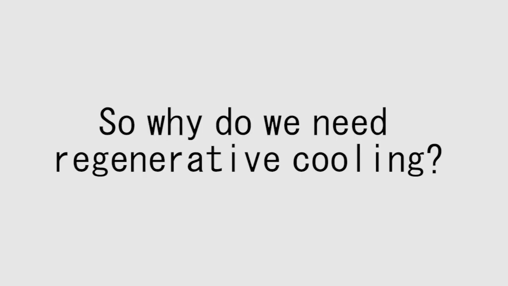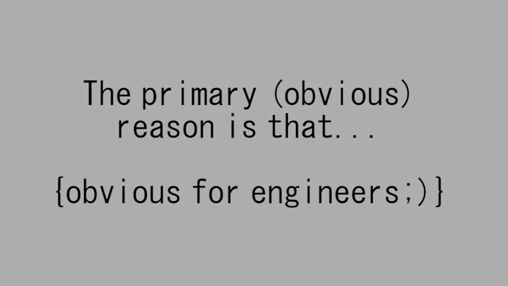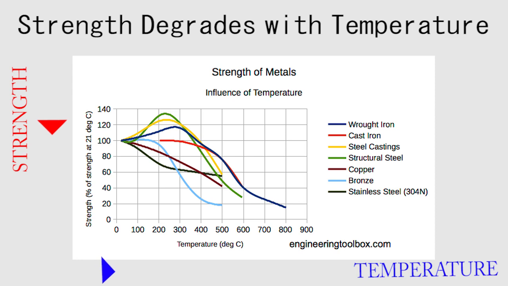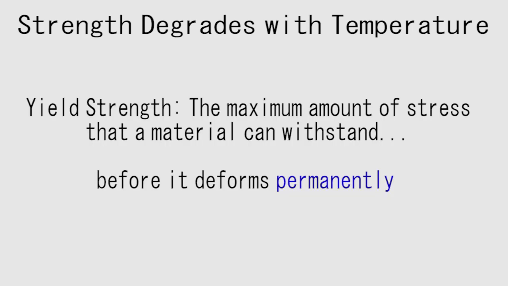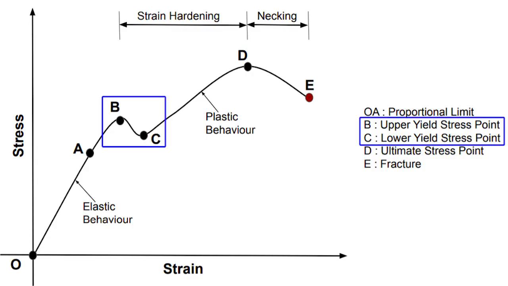So why do we even need regenerative cooling in the first place? The obvious reason is that material strength degrades as the temperature increases. So the material must not exceed a certain temperature. From this graph, you can see the yield strength of various metals decrease as the temperature goes up. And yield strength, if you may not know, is defined as the maximum stress before which a material begins to permanently deform.